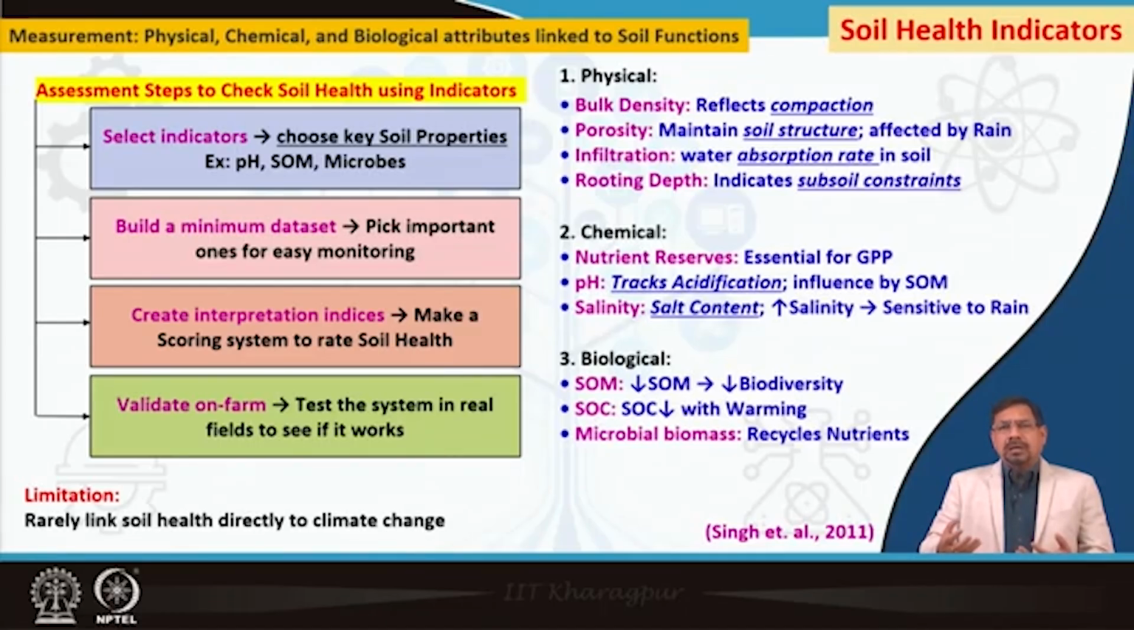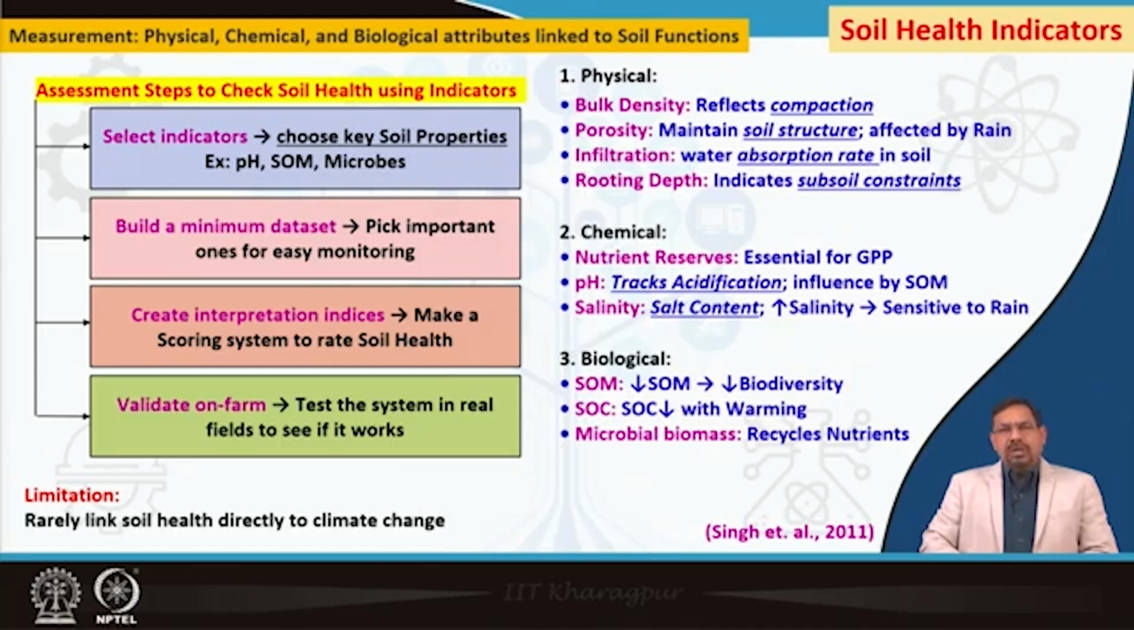So how to build a minimum database? We need to pick the major or broader dominant indicators that help us in easy monitoring. The important properties in the dataset should help us monitor easily. This is possible if we pick the easily measured or minimum parameters that serve as broad indicators. Then create interpretation indices: make a scoring system to rate the soil health. This is how we usually go.